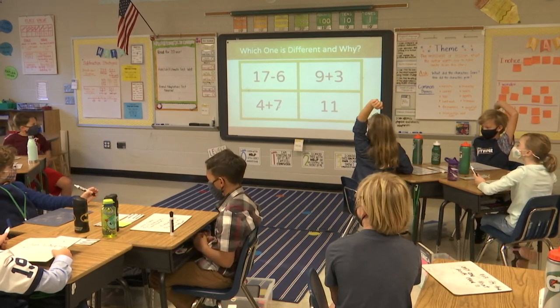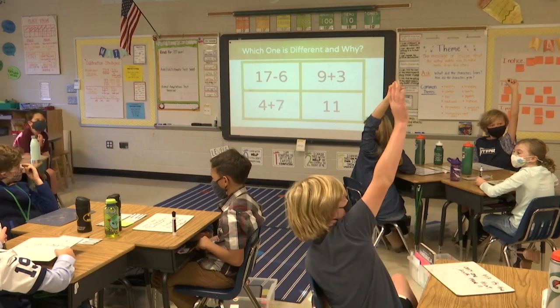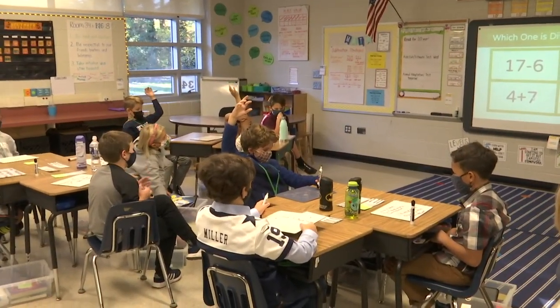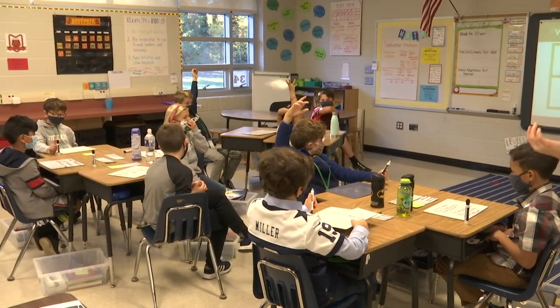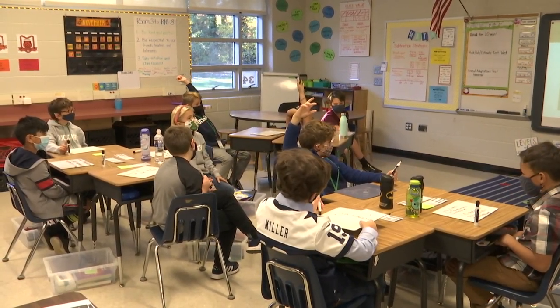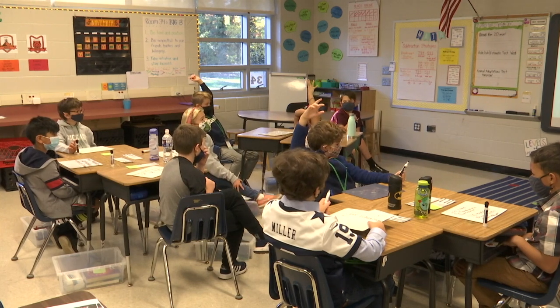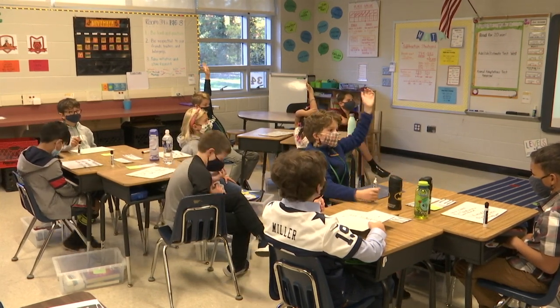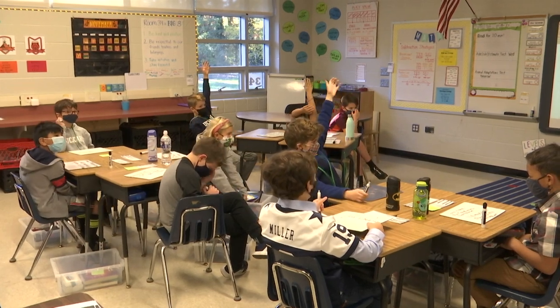17 minus 6 is the only one that's using a two-digit number in a subtraction problem. Ooh, the two-digit number and then the subtraction problem. Very nice, very nice. So 17 minus 6 is 11.